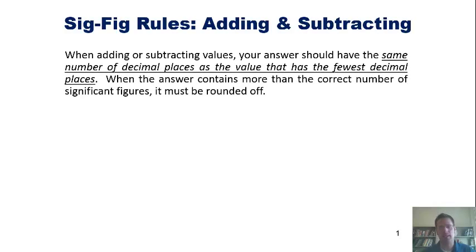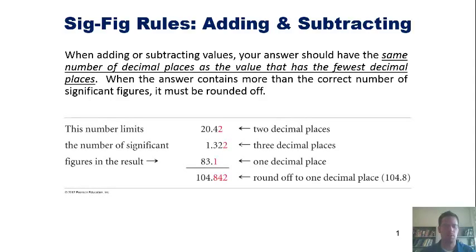When adding or subtracting values, your answer should have the same number of decimal places as the value that has the fewest decimal places. When the answer contains more than the correct number of significant figures, it must be rounded off. In this example, we're given 3 different numbers that are being added together, with the individual numbers of decimal places in each value being indicated. You'll notice that this bottommost value only possesses 1 decimal place. Therefore, the final answer should be rounded off to have 1 decimal place. This is the rule for adding and subtracting.